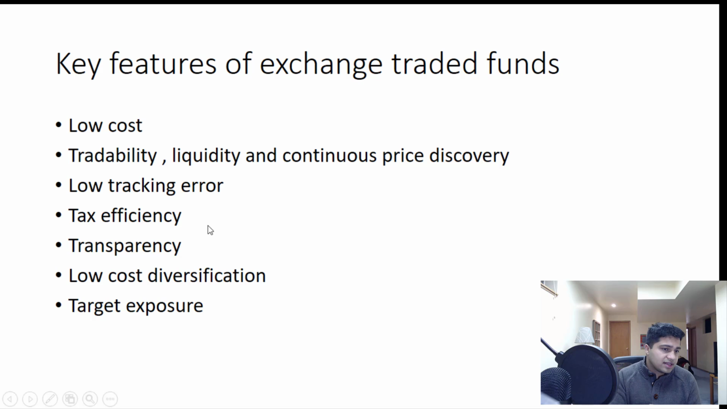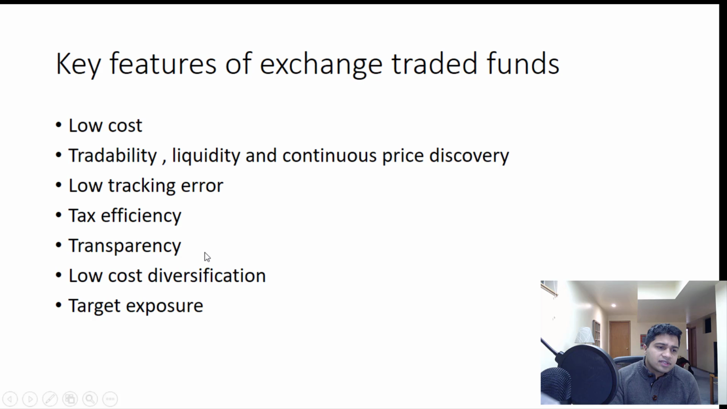Then there is tax efficiency. They generally are passive investments that don't buy and sell stock much, so that's the reason the turnover is low. Also, there is in-kind exchange. Most of the time there is no capital gains because there is in-kind exchange between a designated broker and the ETF company, so that doesn't generate any tax.